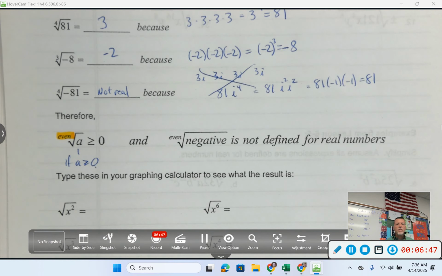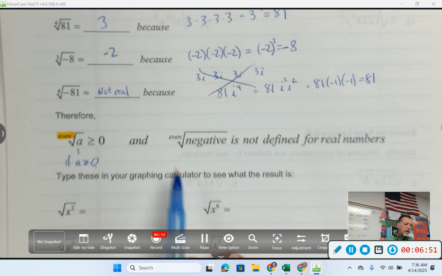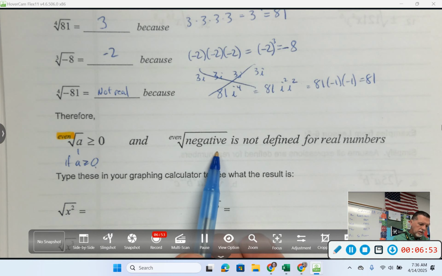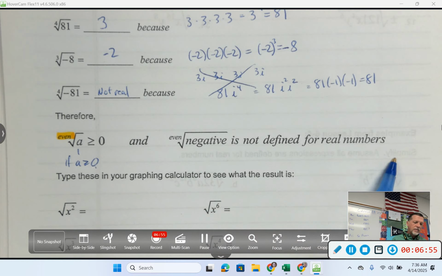Or if a is greater than 0, then the answer will be greater than 0. But if you take the even root of a negative number, it's not defined for real numbers. It's not always i, though. Again, that's a little bit beyond what we want to worry about. So even root of a negative number, for now, we're sort of back to just saying that's not real.